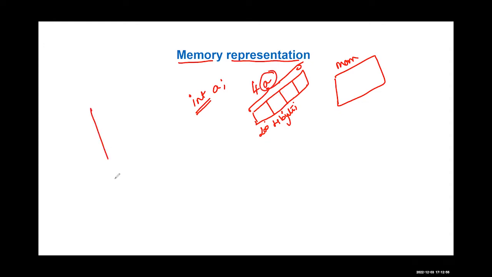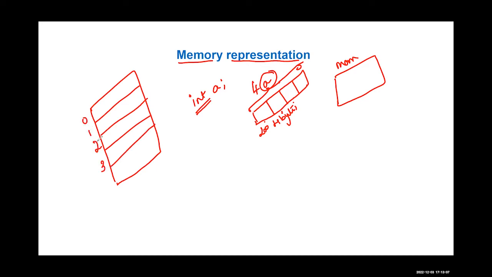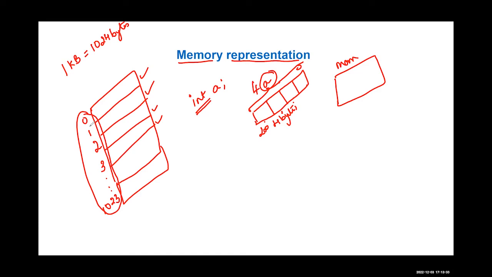So when I say memory representation, we usually represent the memory pictorially like this. You can see in your textbook also it is mentioned. If I say 1, 2, 3, these are the different bytes we are going to use. If I say 1 KB, 1 kilobyte of memory, it is nothing but 1024 bytes of memory. How can I represent it? From 0 up till 1023. Each is 1 byte, 1 byte, 1 byte, up till 1023. So 1 kilobyte can be represented something like this.